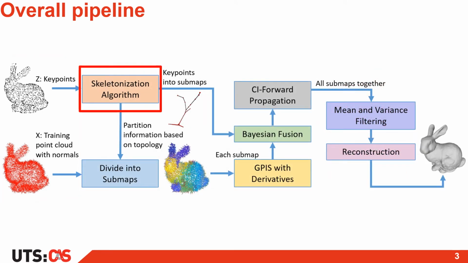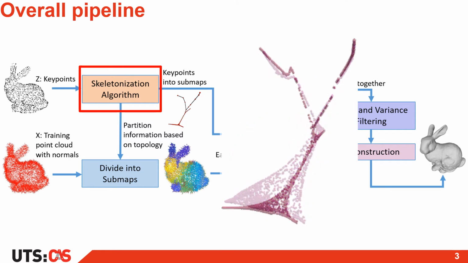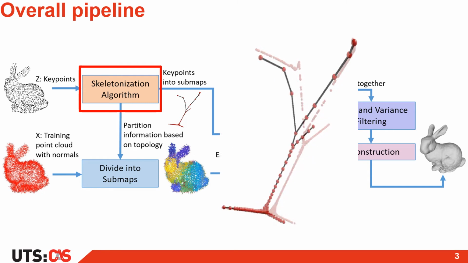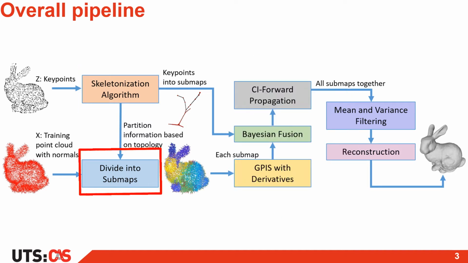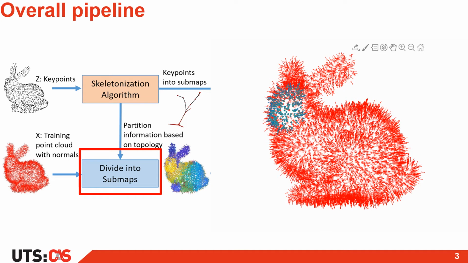To reduce computational complexity, we proposed skeletonization submapping to divide the whole dataset into pieces following the topology of the object. The point cloud will contract using the Laplace-Beltrami operator. We can pick any node as root node for this tree structure. While doing this, the algorithm keeps track of the association between the nodes and the points.